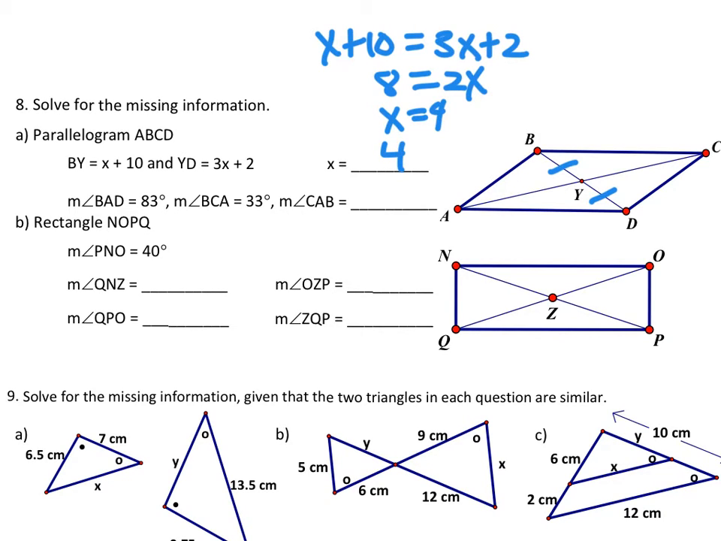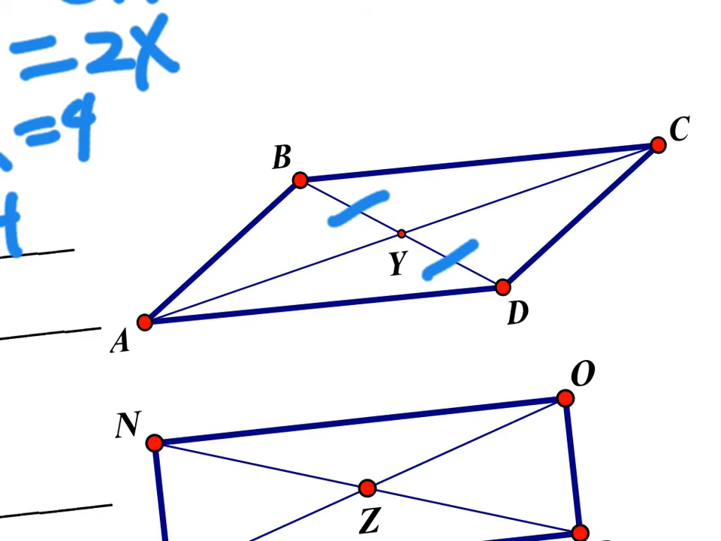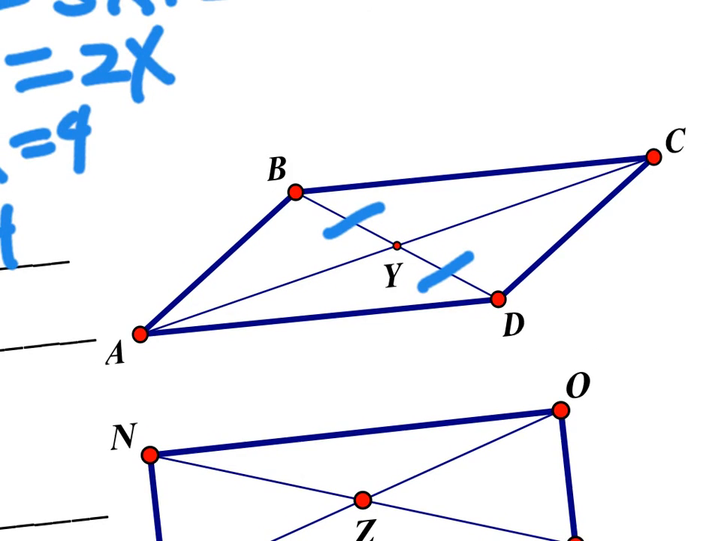In the next section, we'll mark up the angles. So given that angle BAD is 83, and we're also given that BCY here is 33. So by the alternate interior angles, we'll have 33 right there, which forces this angle BAY to be 50 to add up to 83. So the missing angle in this problem is 50 degrees.